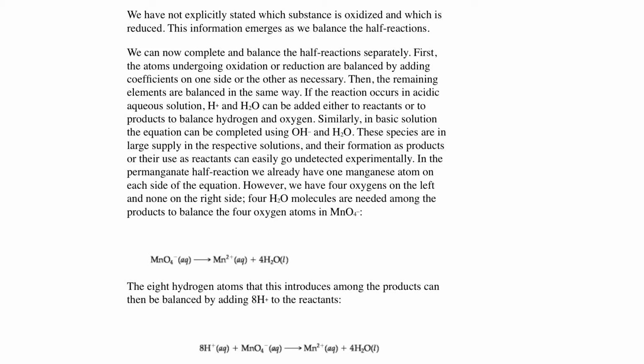In the permanganate half reaction, we see one manganese atom on each side of the equation. However, we have 4 oxygens on the left and none on the right side. 4 water molecules are needed among the products to balance the 4 oxygen atoms in permanganate. Permanganate yields manganese plus 4 water molecules. The 8 hydrogen atoms that this introduces among the products can then be balanced by adding 8 protons to the reactants. 8 protons plus permanganate yields manganese plus 4 water molecules.